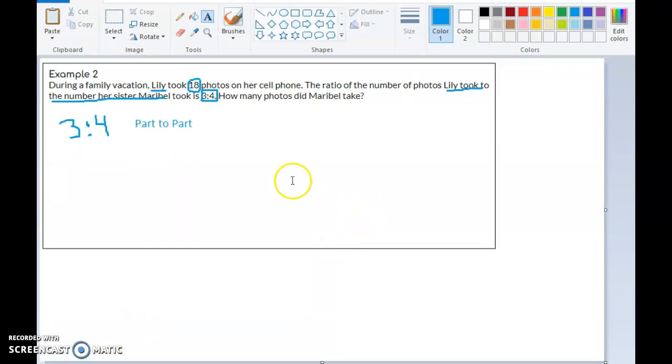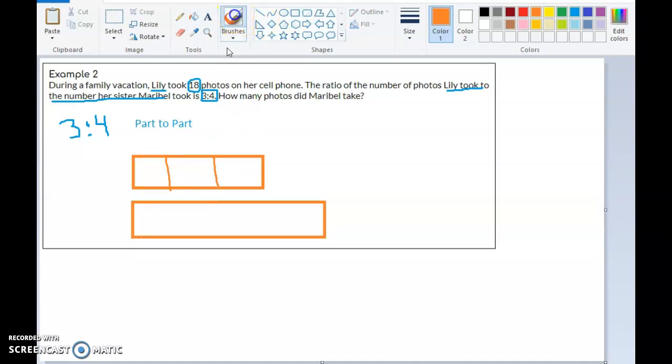So if you're having any issues, okay, I noticed Lily took 18 photos and the ratio between her and her sister is 3 to 4, and we want to know Marabella. Well, if we're reading this, 3 to 4 is a part to part, so we're already on our way, okay? We're ready to draw our picture. Okay? We got our 1 box with our 3 in it. Okay, and we got our next box with our 4 in it.